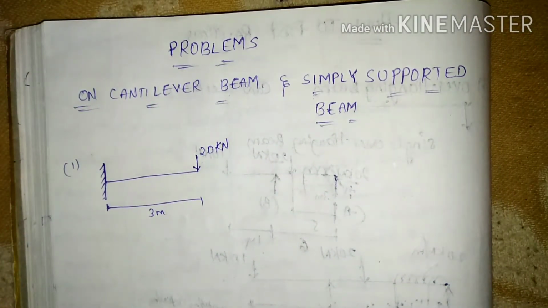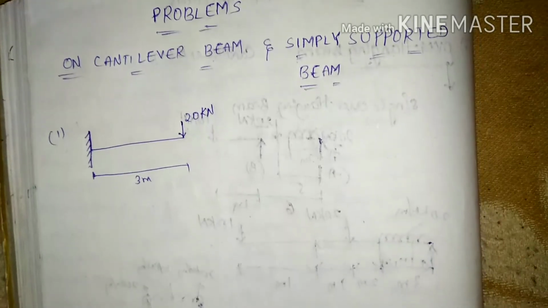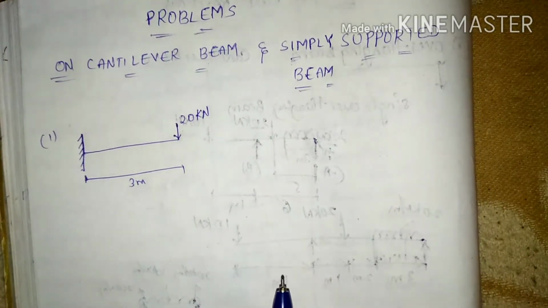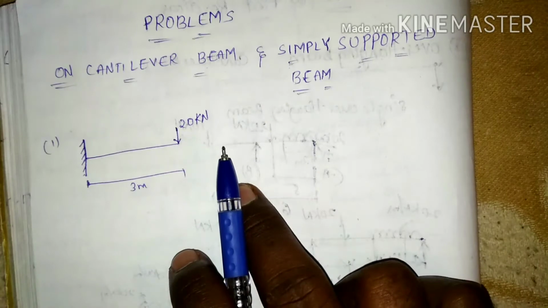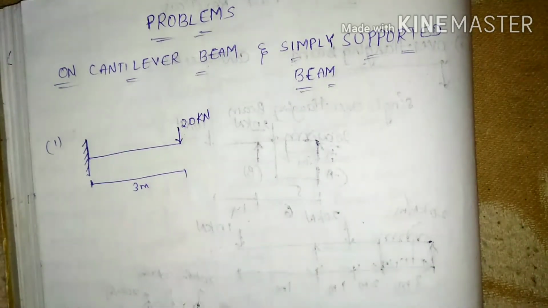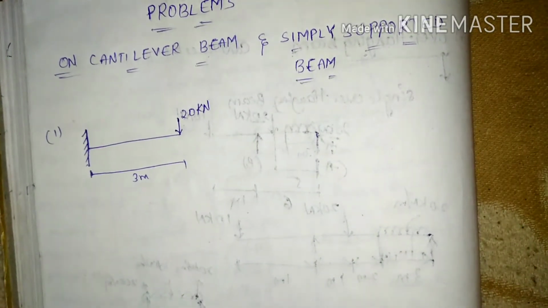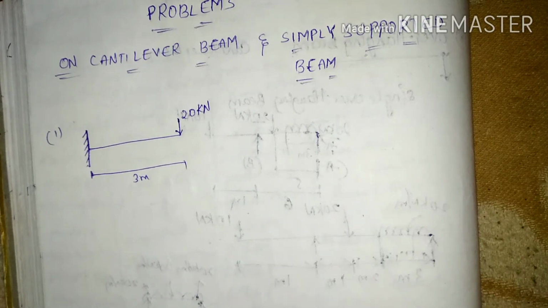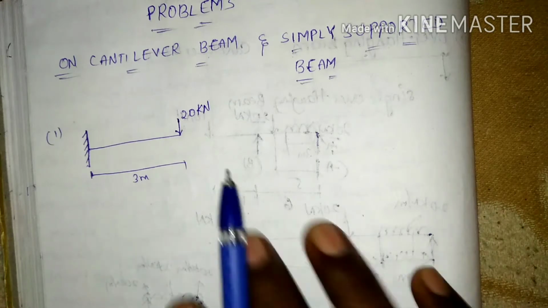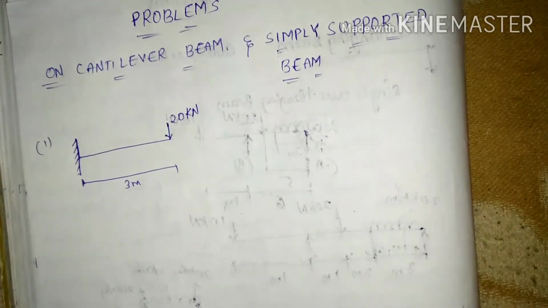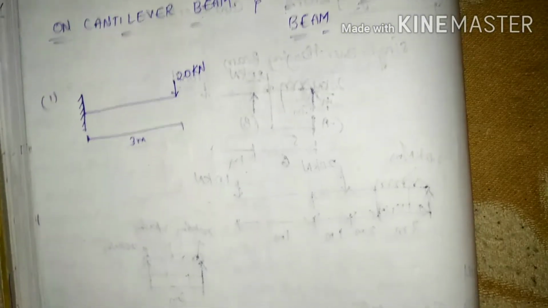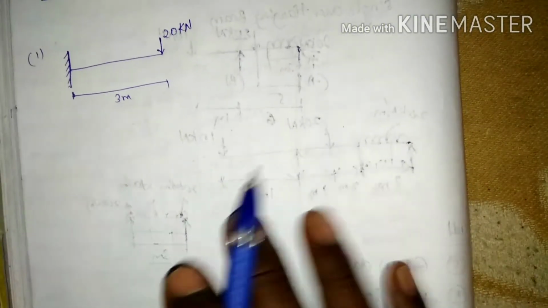From today, we're going to see problems on cantilever beam and simply supported beam. Let us start with a basic problem of a cantilever with a point load, and we go on doing these problems. We're going to add a UDL for that, and we're going to solve shear force and bending moment diagrams next, step by step.